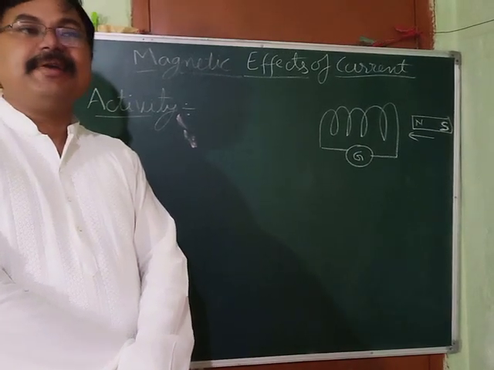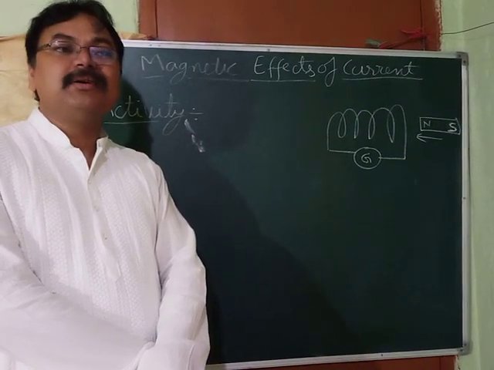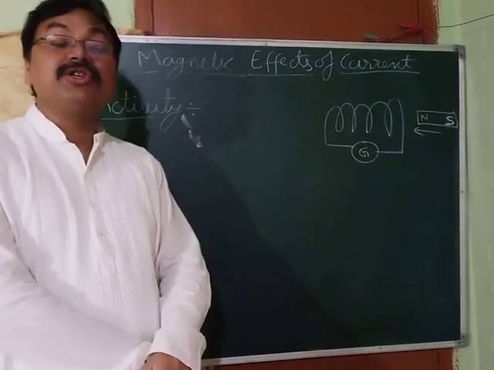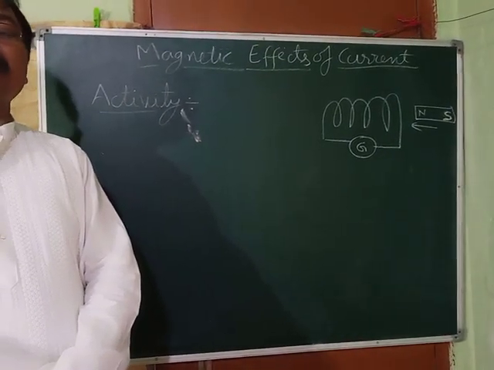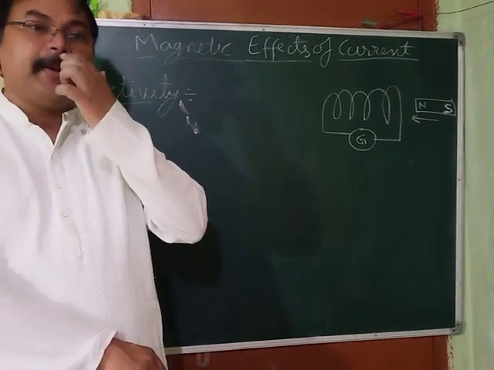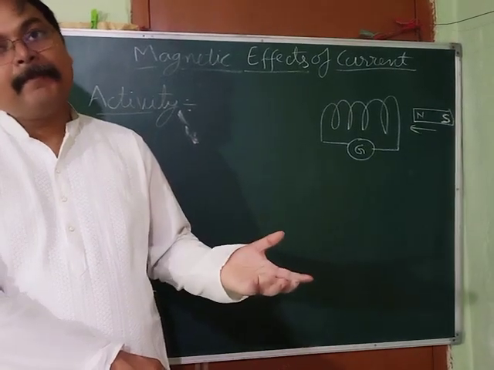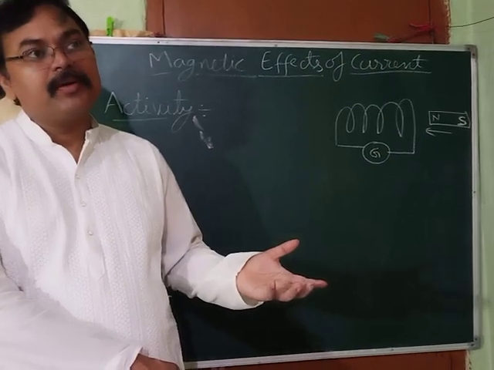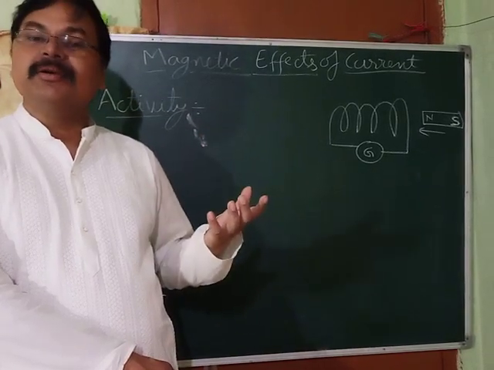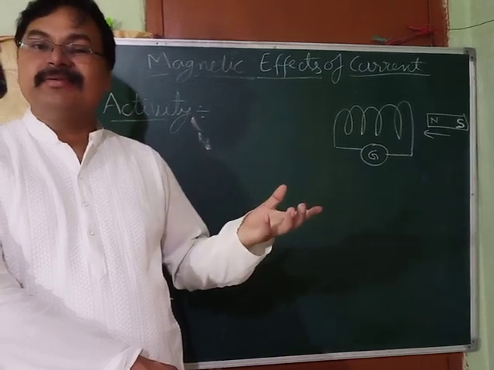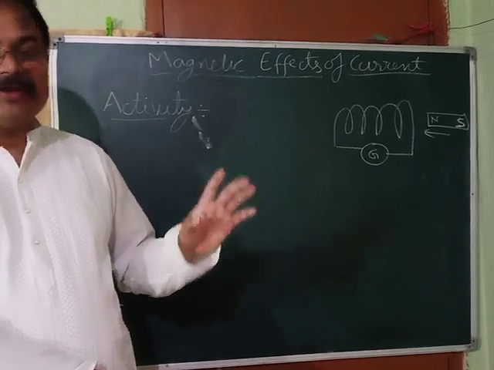The conclusion of this activity is that when there is relative motion between the coil and the magnet, then induced current is produced in the coil. And when there is no relative motion between coil and magnet, then no induced current is produced. Clear? Very nice. Okay.